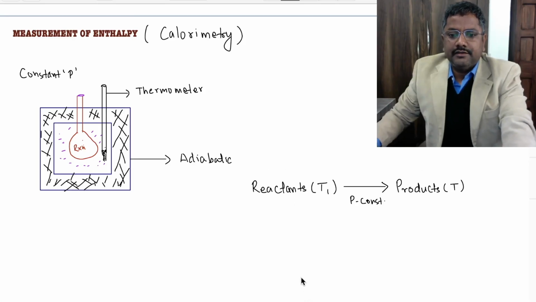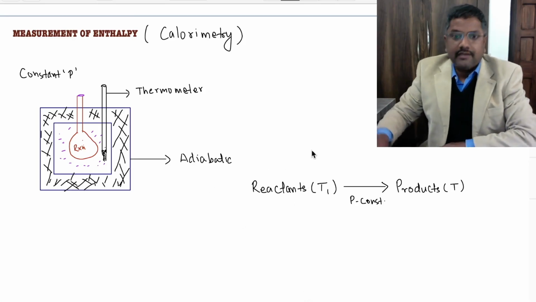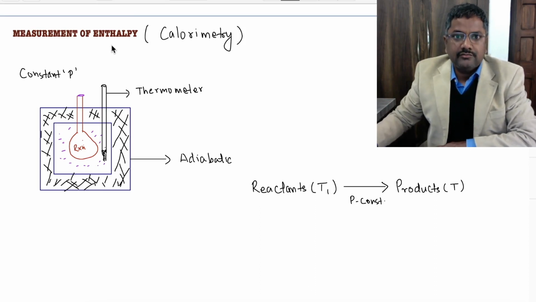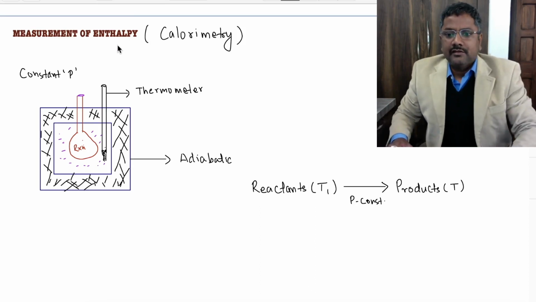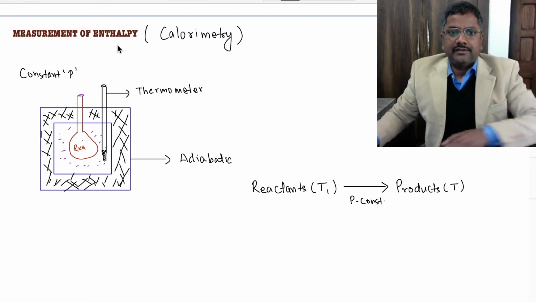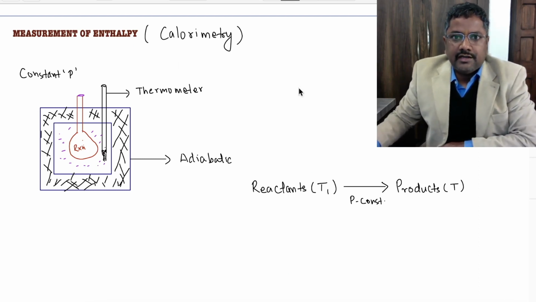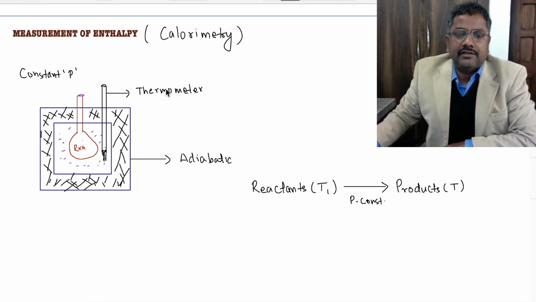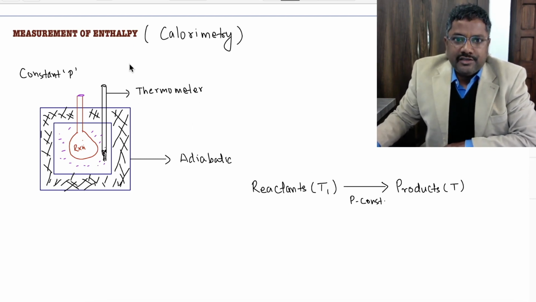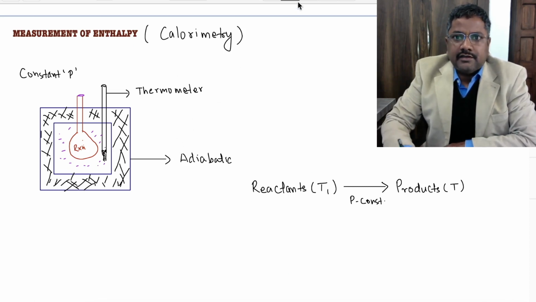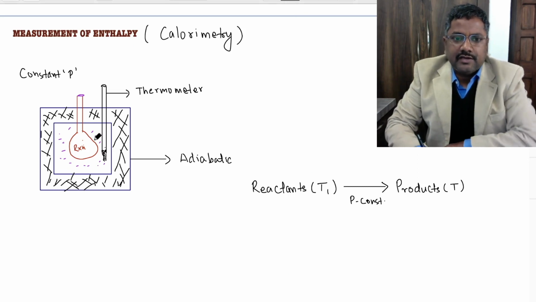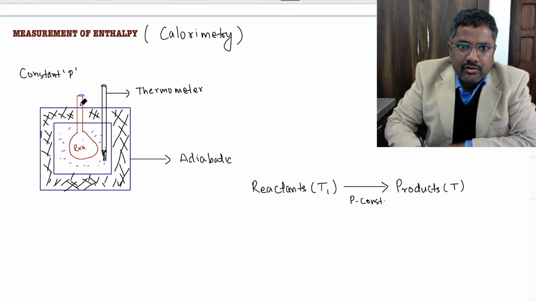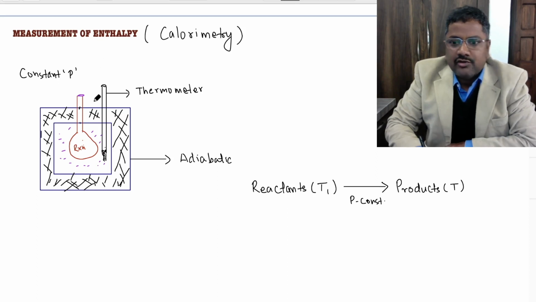See, the measurement of enthalpy: as we know, enthalpy is a state function, so its measurement is very easy. The method or principle used to measure this enthalpy change is calorimetry. See, this is a constant pressure system I have designed. This is not blocked here, this is actually open, so it is in contact with the atmospheric condition.